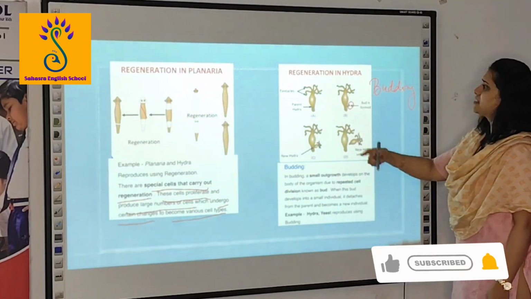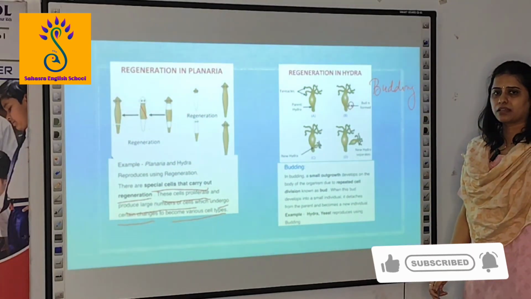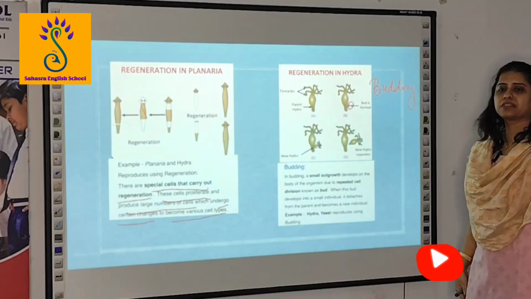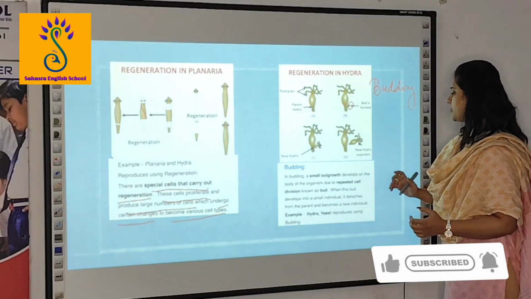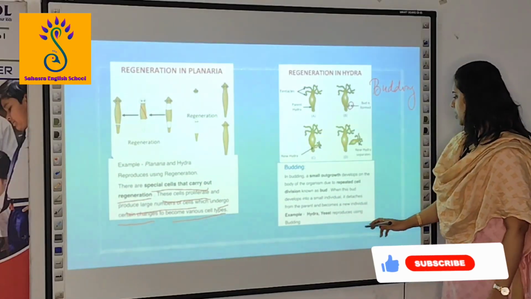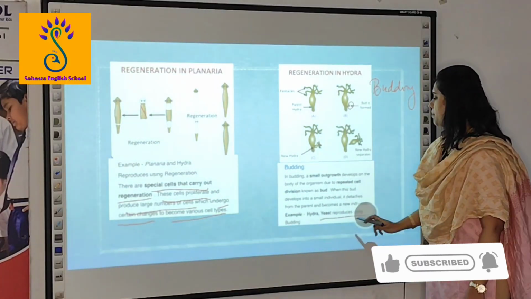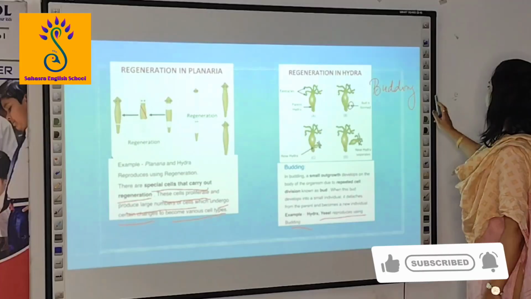Questions can be asked. Which of the following develops new daughter cells through budding process? That is hydra. Hydra and yeast reproduce using this process called budding.